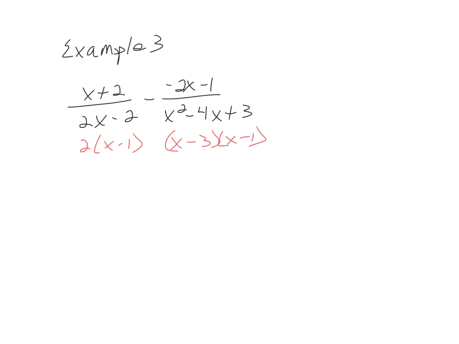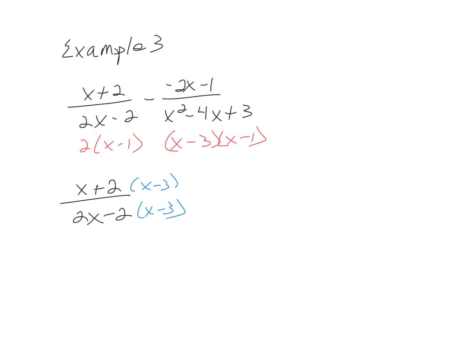Okay, so our common denominator then is going to be the 2, the x minus 1, and the x minus 3, because we already have this x minus 1 over here. So 2 times x minus 1 times x minus 3 is our common denominator. That means with the fraction over here on the left, the x plus 2 over 2x minus 2, we need to multiply that times the x minus 3, the factor of the denominator on the right side that's not part of this denominator, x minus 3.